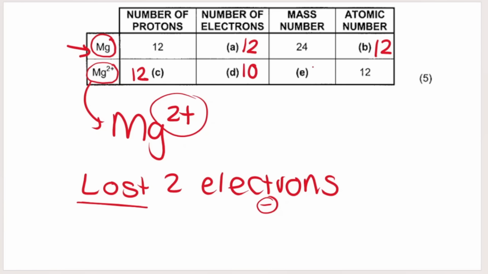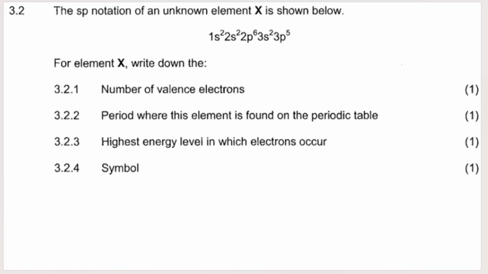Then the mass number for the ion, for Mg2+, will also be 24, because remember mass number is the number of protons plus the number of neutrons, and just because this thing is now an ion, Mg2+, doesn't mean that it has extra neutrons. Only isotopes may have a different number of neutrons.